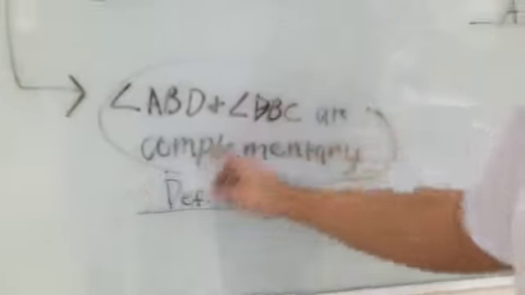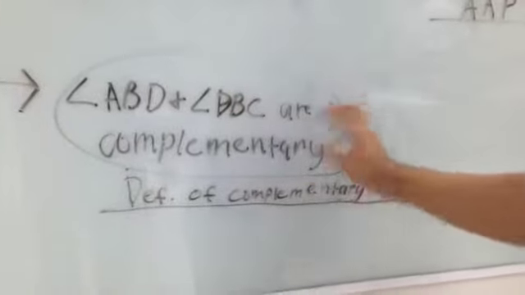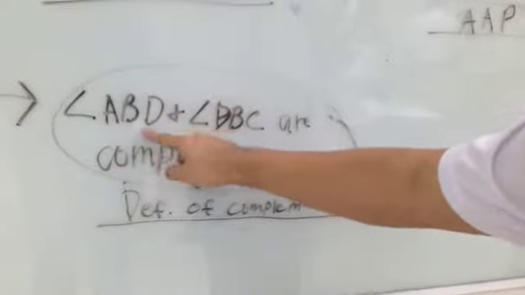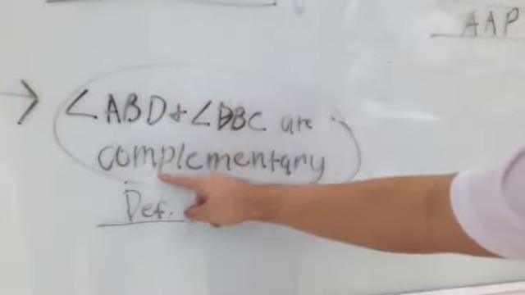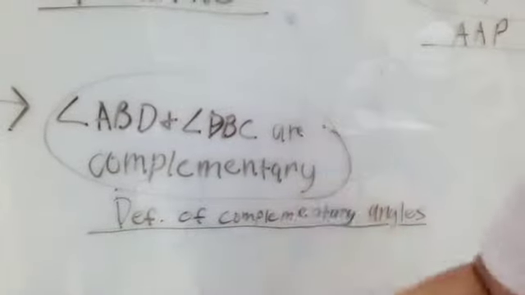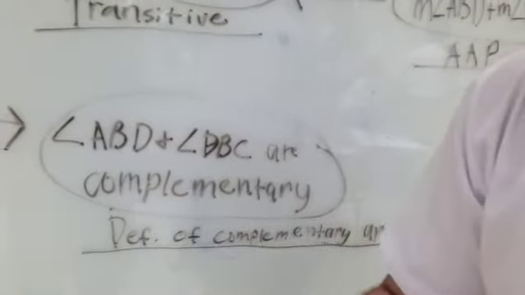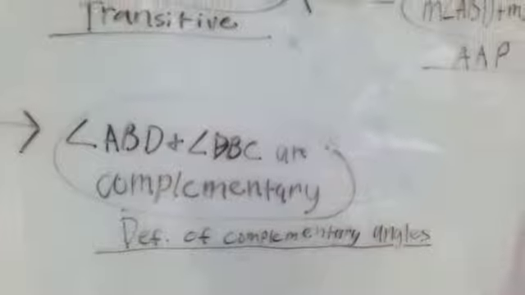And last but not least, this is our proof. We have to prove that angles ABD and DBC are complementary. This is because of the definition of complementary angles. The definition of complementary angles is that they are two angles that when added are equal to 90. So here's our whole problem, and this is how you prove it.